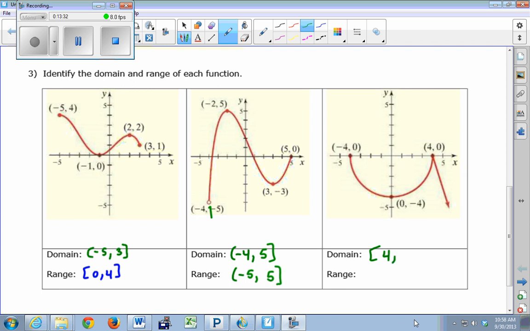Bracket 4, parenthesis, oh, -4, okay. There we go, that looks good. And the range, table 5, Ian? Yep.